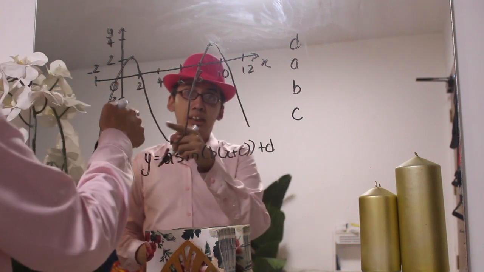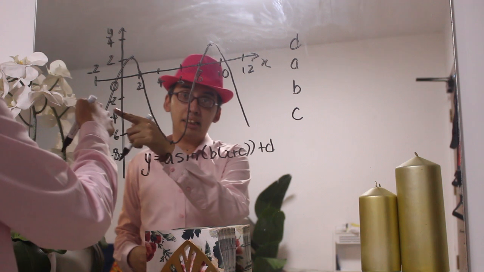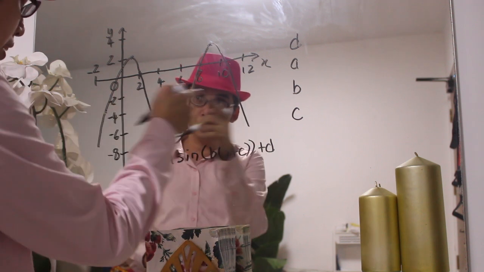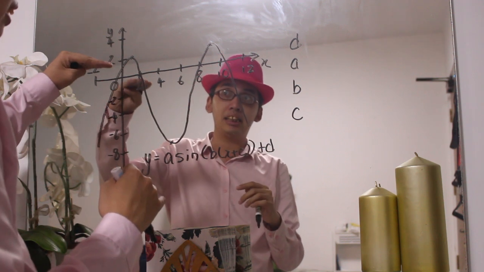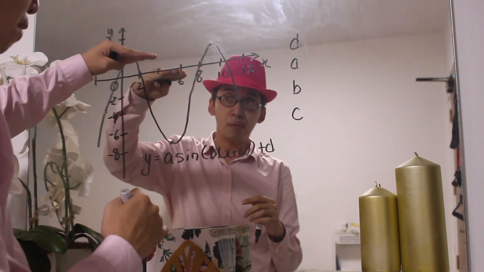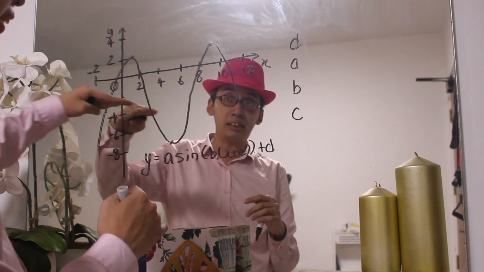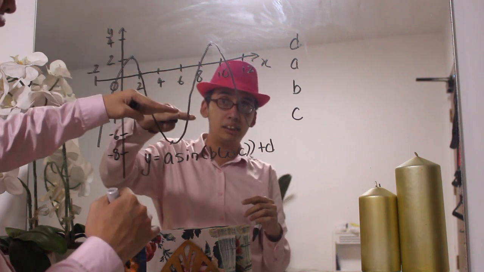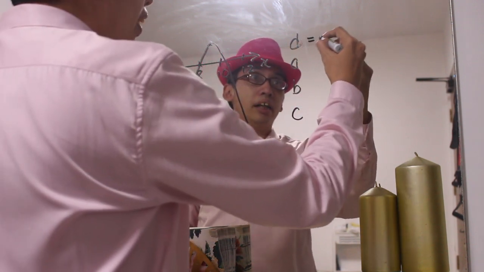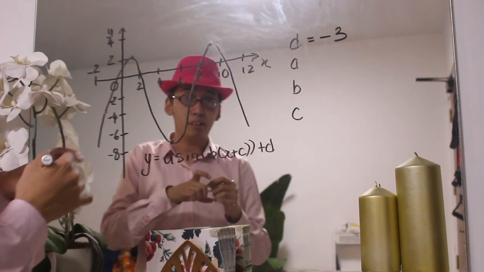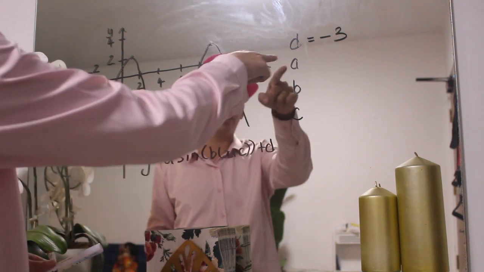So in this case we can see that the line that divides the graph equally is actually at y equals -3. Principal axis actually is at the x-axis, but because now it is at -3, that means there is a translation downwards by 3 units, and thus that makes d equals -3. Right, so d done. Let's move on to a.